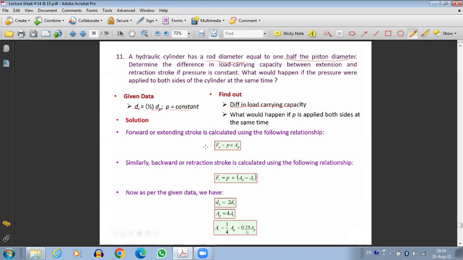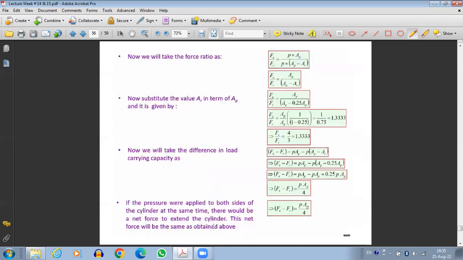So we have the formula for the force: pressure into area. This is for the case of extension. This is for the case of retraction. Now, if the diameter of the piston is twice the diameter of the rod, then we can have the relationship for the areas. And so we can have the relationship of area for the rod and area of the piston.